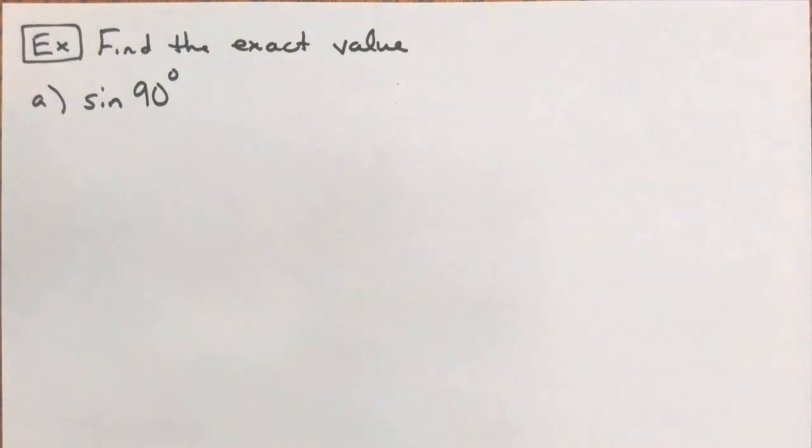We're supposed to find the exact value of some trigonometric expressions. This first one is the sine of 90 degrees. There's a few different ways of going through and doing that. Here's how I'm going to explain it.